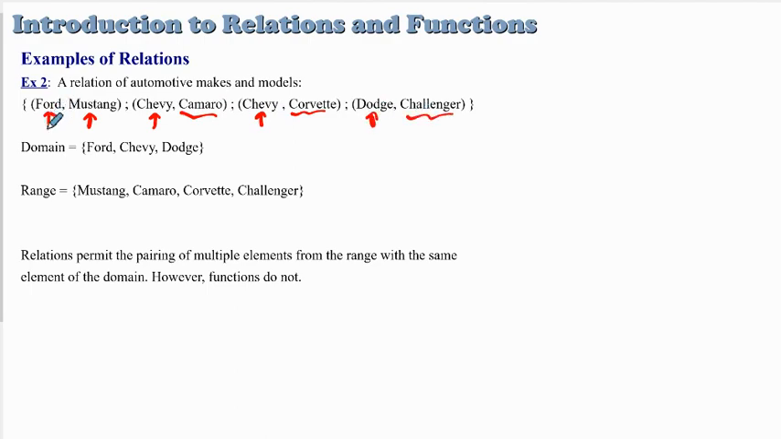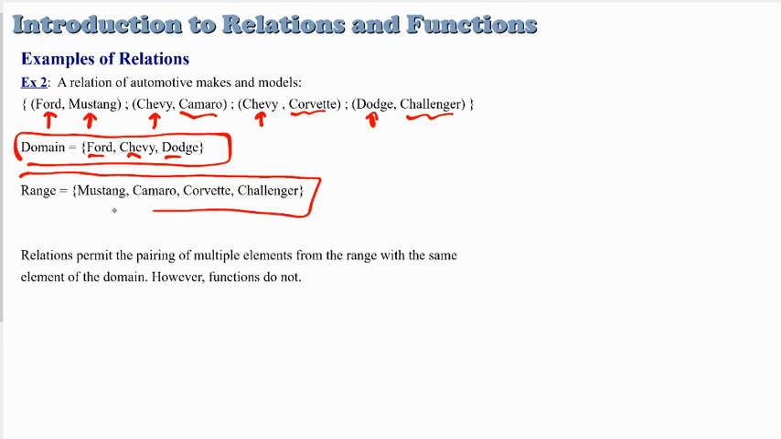So we see that the first elements, the X values, are Ford, Chevy, and Dodge, and they belong to the domain. And the second elements, which are the outputs, we have Mustang, Camaro, Corvette, and Challenger, and they belong to the range. Relations permit the pairing of multiple elements from the range with the same element of the domain. Notice that Chevy showed up multiple times here.